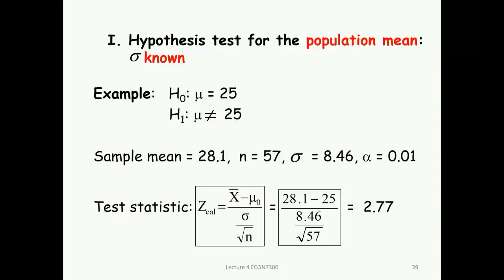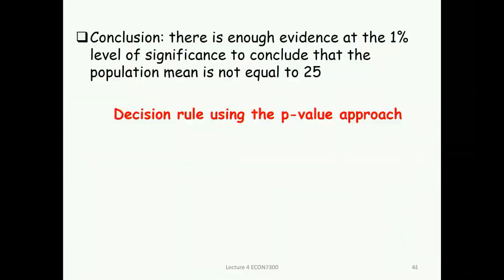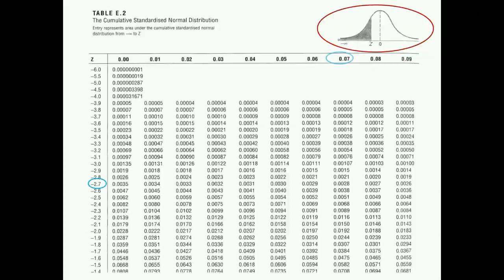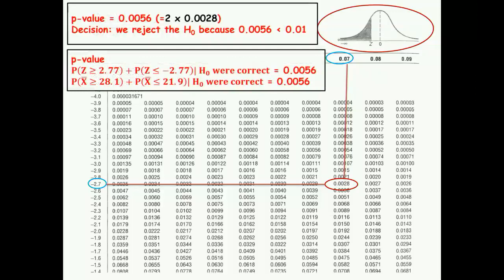Because in a two-tailed test, it could be here or it could be there. There is a possibility of 2.77 and minus 2.77. That's why I put this one. But if you don't understand or you don't like this one, you could just simply ignore it. But to the right of 2.77, greater or equal, and less or equal to minus 2.77, I found 0.0056. In terms of X bar, it is greater or equal to 28.1 or less than or equal to 21.9. 21.9 would give you minus 2.77. 28.1 would give you 2.77.